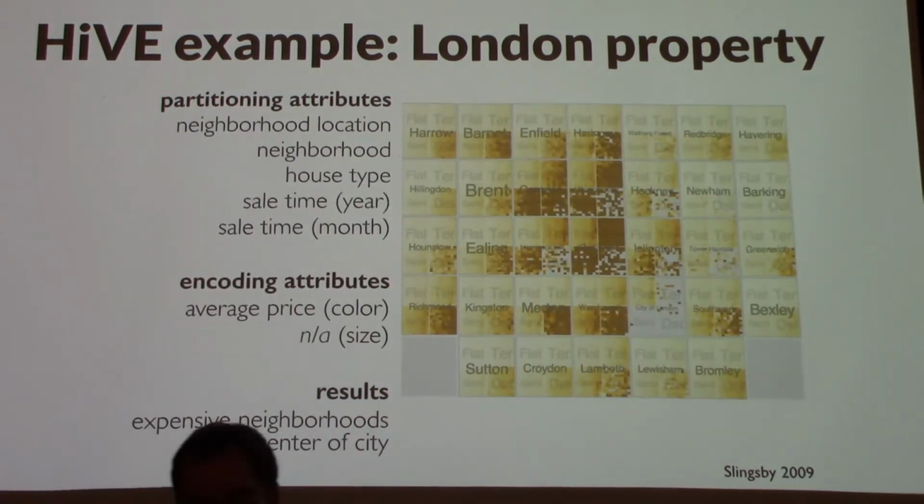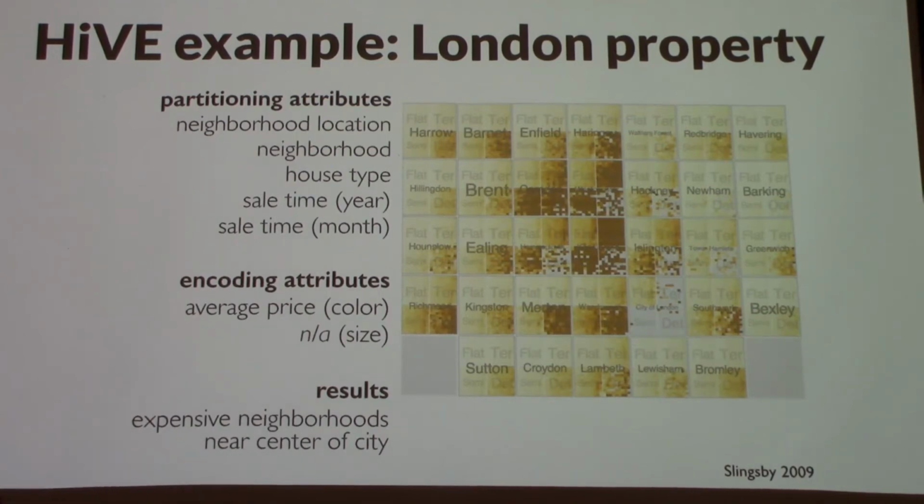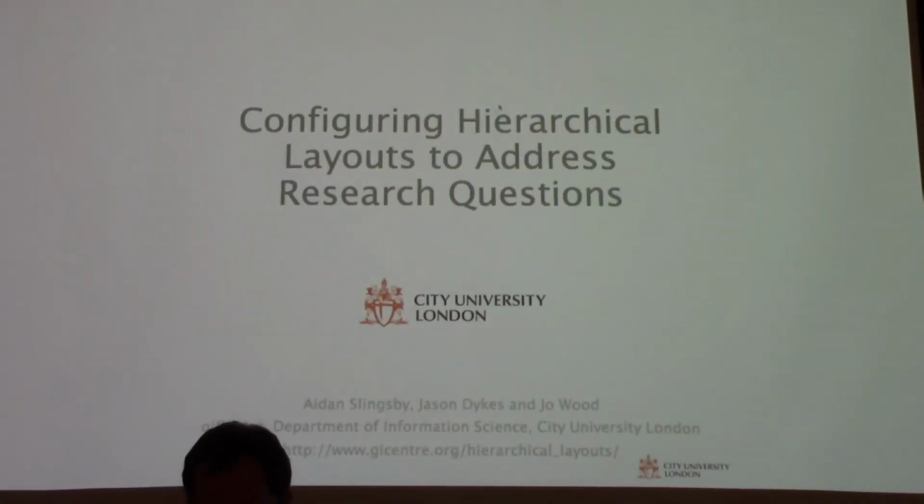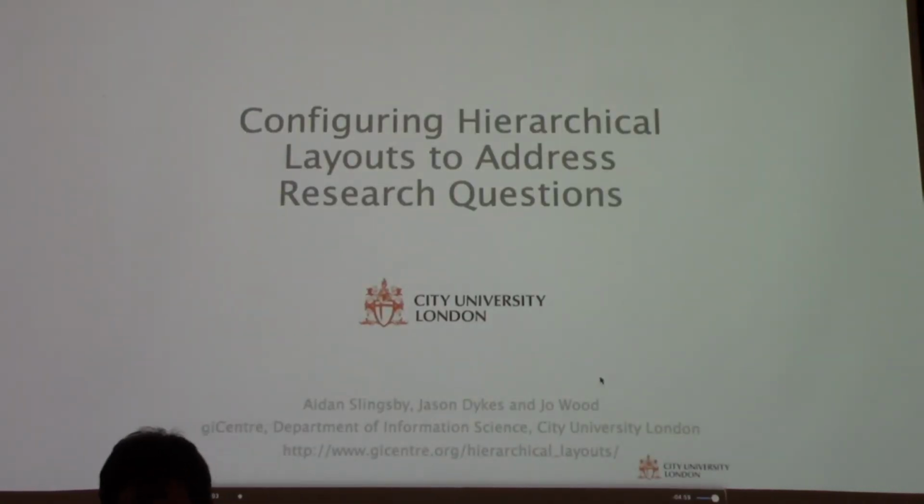In this case we have partitioned it differently. We have partitioned it first by neighborhood location, then by neighborhood, then by house type, then by sale time, and then by sale time over month. We have encoded average price by color, and we didn't use size, so size is uniform. And what we can see here is that expensive neighborhoods are near the center of the city.